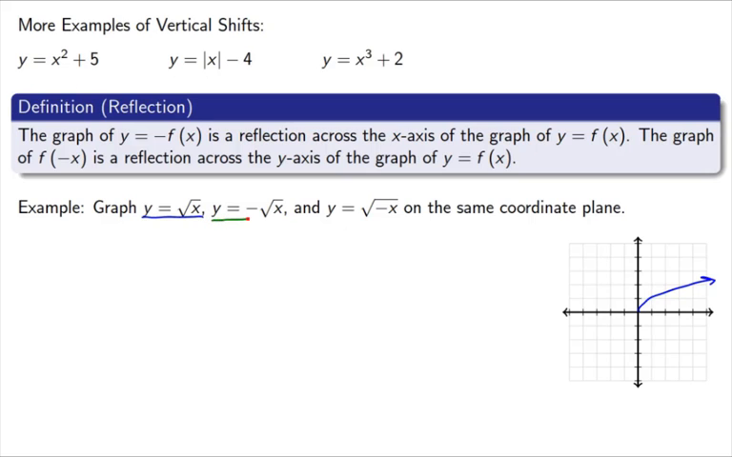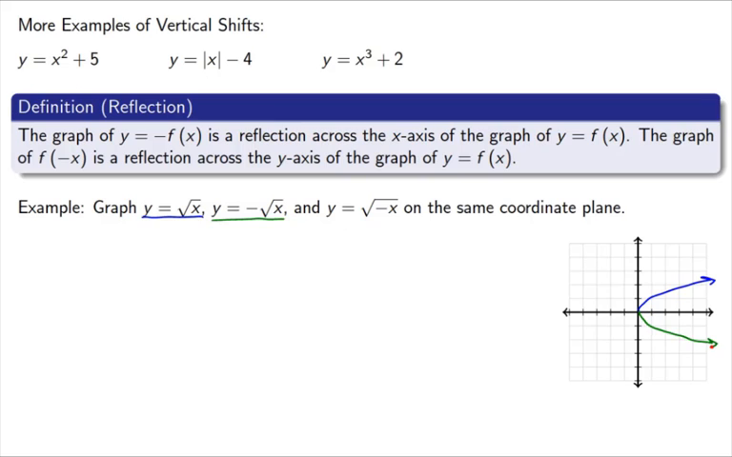Y equals the negative square root of x. Remember, when the negative is on the outside, that changes the y values to the other side. And this is a reflection across the x-axis. So y equals the negative square root of x will look something like this.